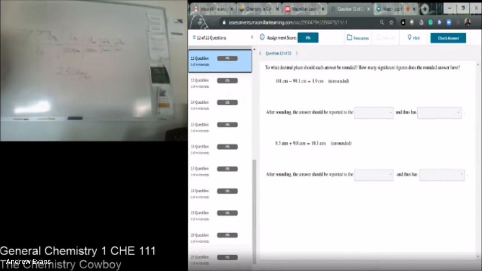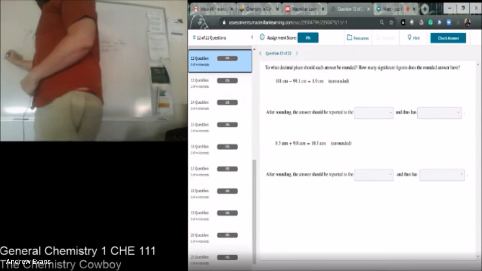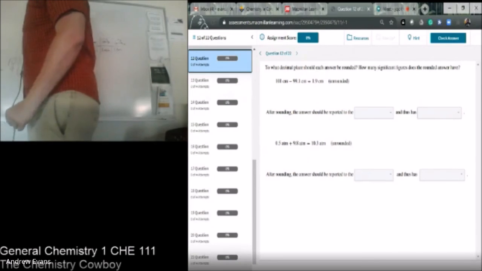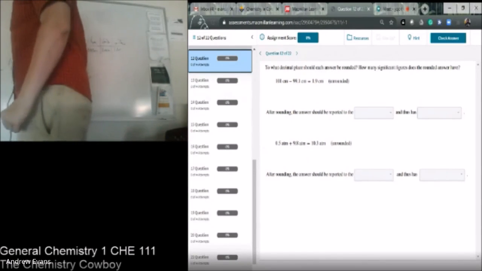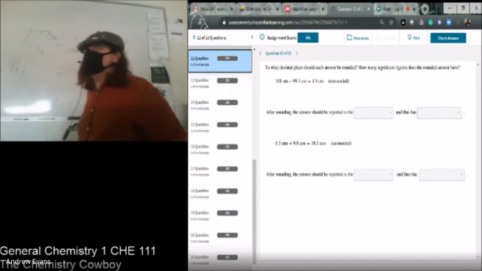It says 101 centimeters minus 99.1 centimeters is 1.9 centimeters unrounded. After rounding, the answer should be reported to which digit and thus has how many sig figs? All this comes down to is setting these up. 101 minus 99.1. We would like to keep it at 1.9, but we are not blessed with that.